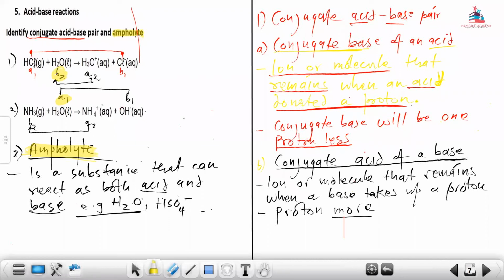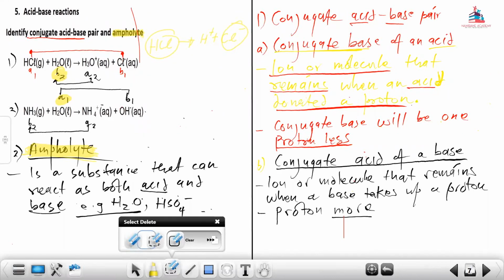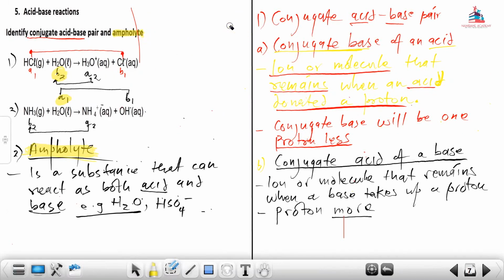So from the theories, we definitely know that HCl is going to donate because it's an acid. So what is left after donating? For instance, let's say I have my HCl here. If it's going to lose that hydrogen, I am going to be left with Cl minus. So the Cl minus must be my conjugate base of this particular acid. That is the first one.